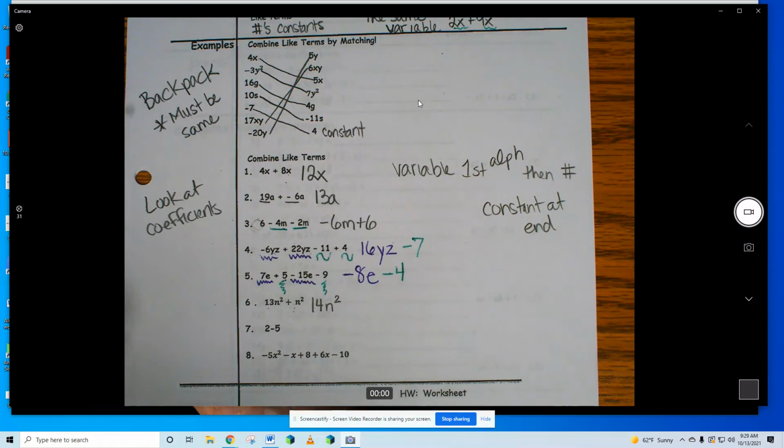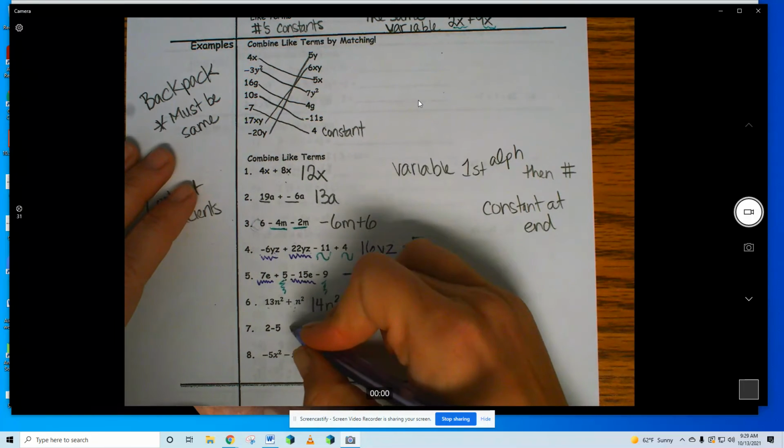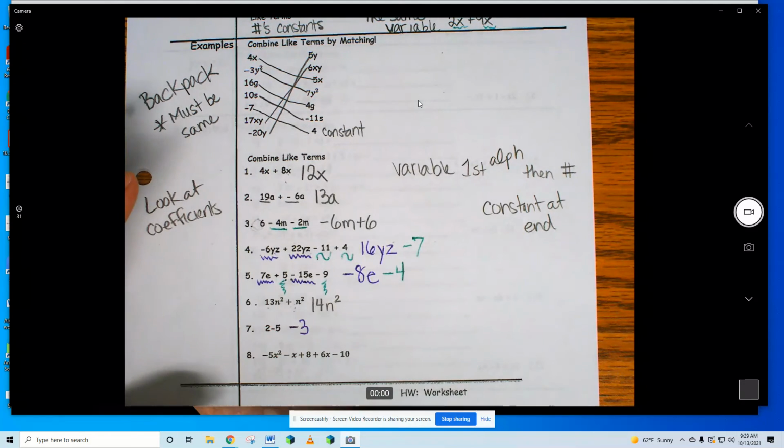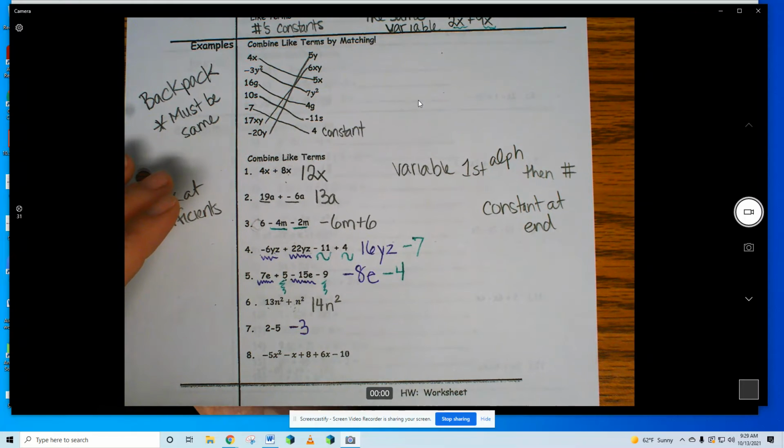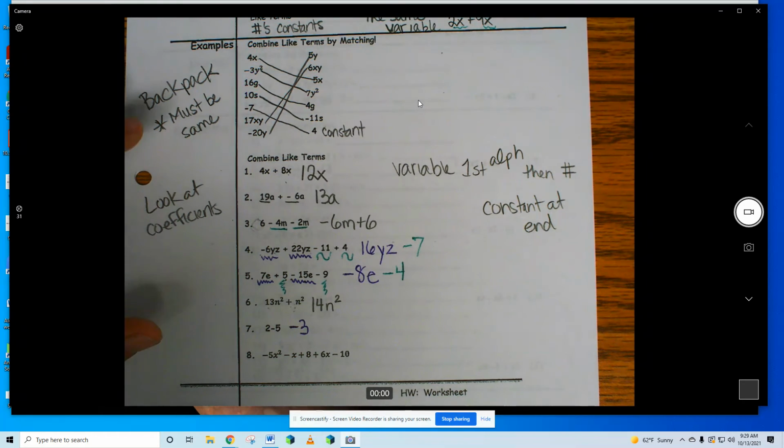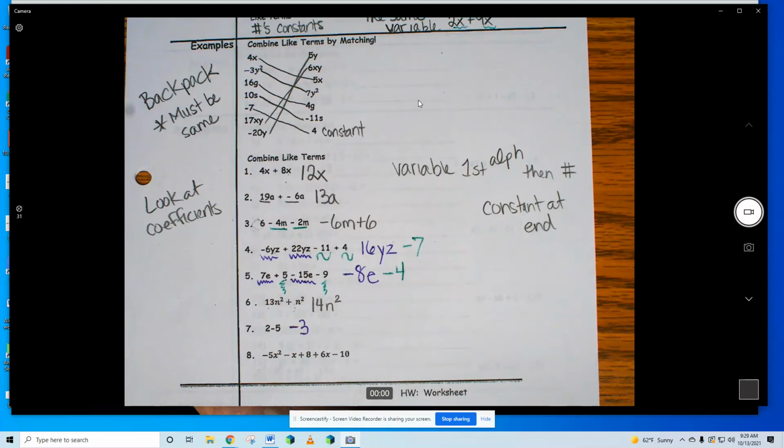Number 7, super easy. 2 minus 5, you guys. Negative 3. Number 8 has lots of like terms. Can you underline them yourself without my help? Number 8. Do a little like zigzag. Or you can put a box around it. You can put a star above it. You can circle it. Like terms need to be identified separately.